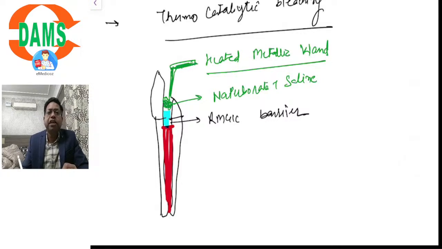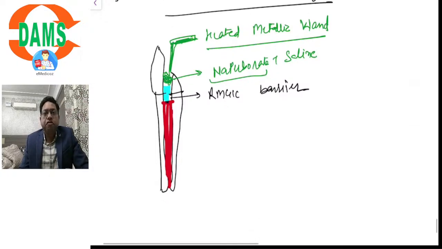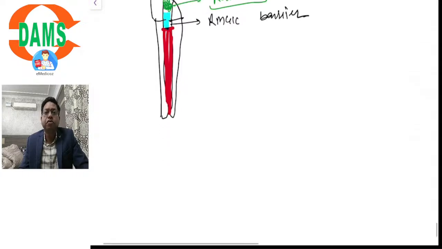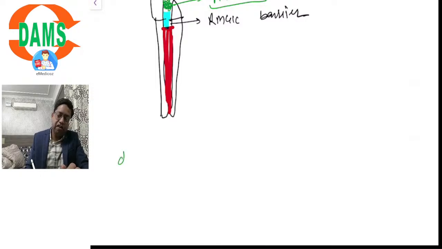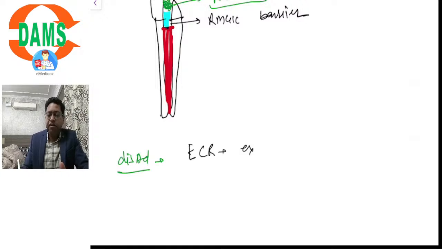This is known as the thermocatalytic method. It rapidly disintegrates sodium perborate into the active bleaching agent. Thermo means heat, a heat catalyzed mechanism of non-vital bleaching. As it is done inside the office only, it is different from walking bleach in that aspect only. Otherwise, all the steps remain the same. This is the thermocatalytic method of non-vital bleaching. Now we talk about the disadvantages of non-vital bleaching. The most common disadvantage is ECR, that is external cervical resorption.